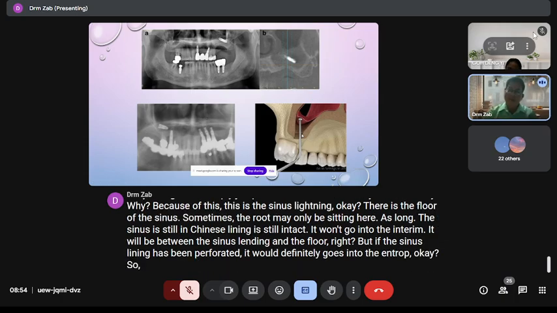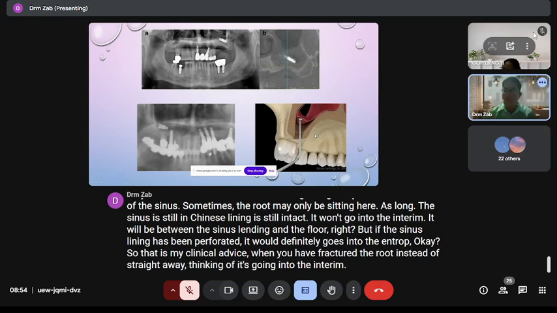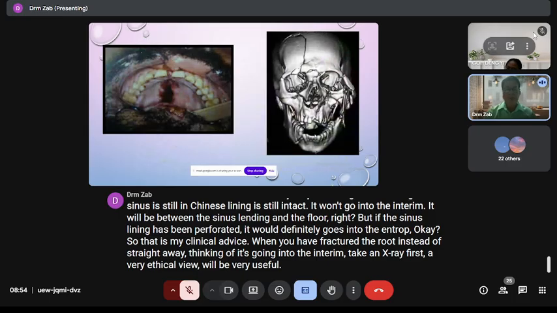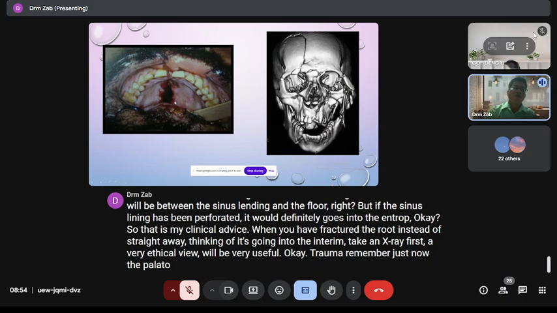Okay, so that is my clinical advice. When you have a fractured root, instead of straight away thinking it's going into the antrum, take an X-ray first. A periapical view will be very useful. Okay, trauma. Remember just now, the palato-sinusal oro-antral communication.